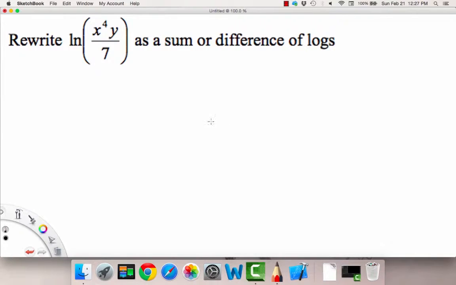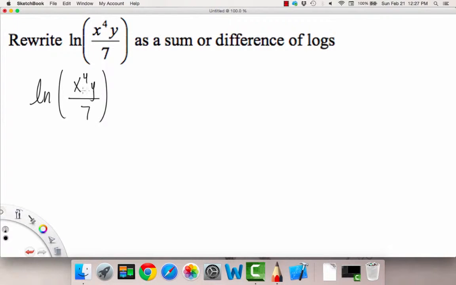Okay, so now let's do an example where we go backwards and actually decompose a logarithm, take it apart, using the sum and difference properties of logs, but going backwards instead, okay? So here we have ln, that just means the natural log, right? So we're just going to treat it as a normal log. So we have ln of x to the fourth y divided by 7.